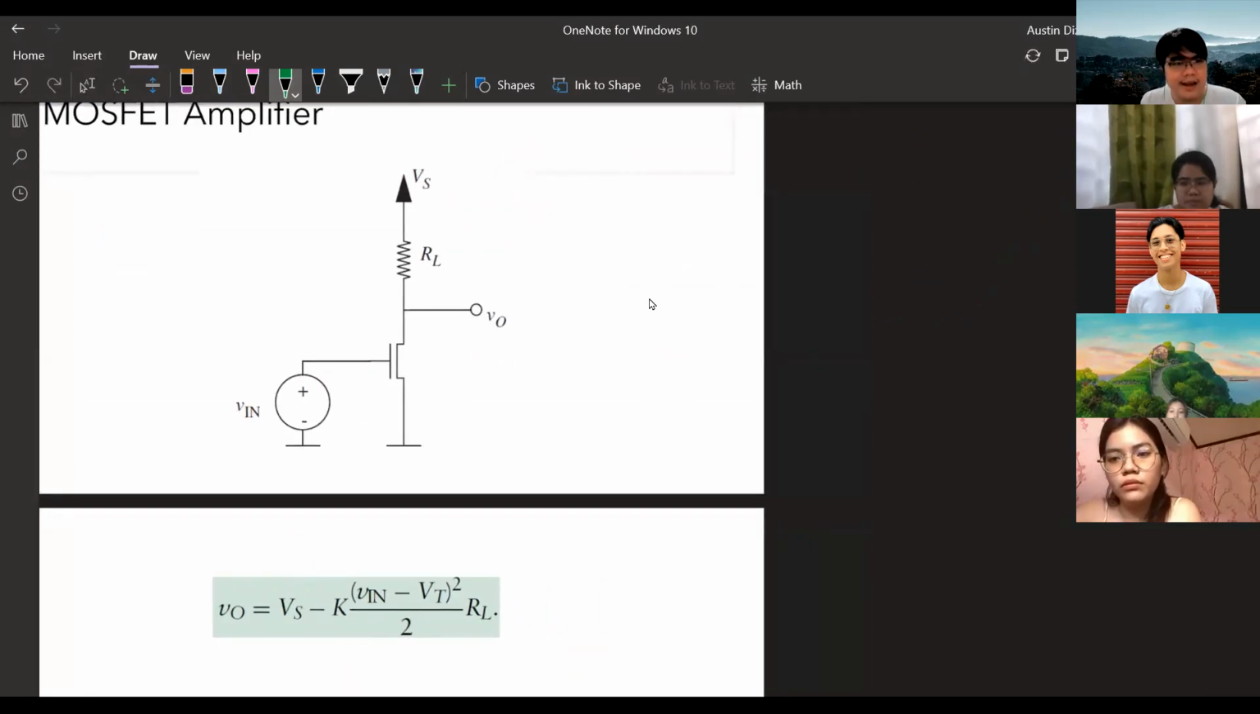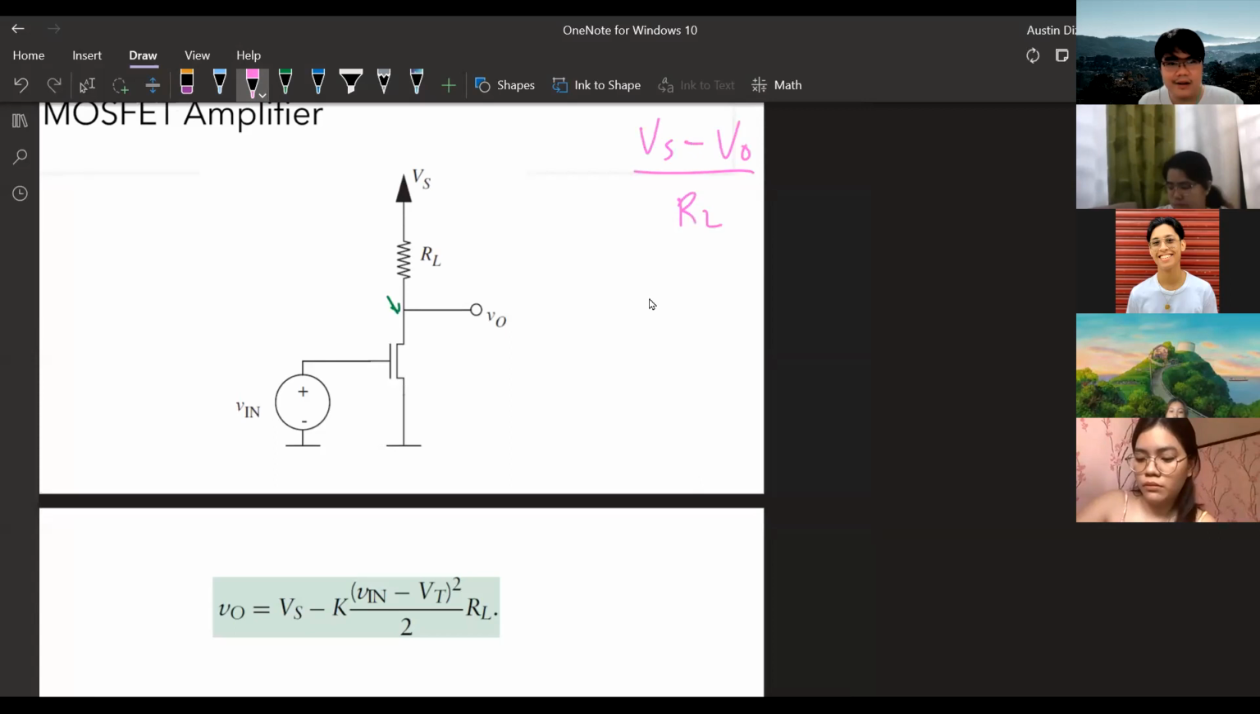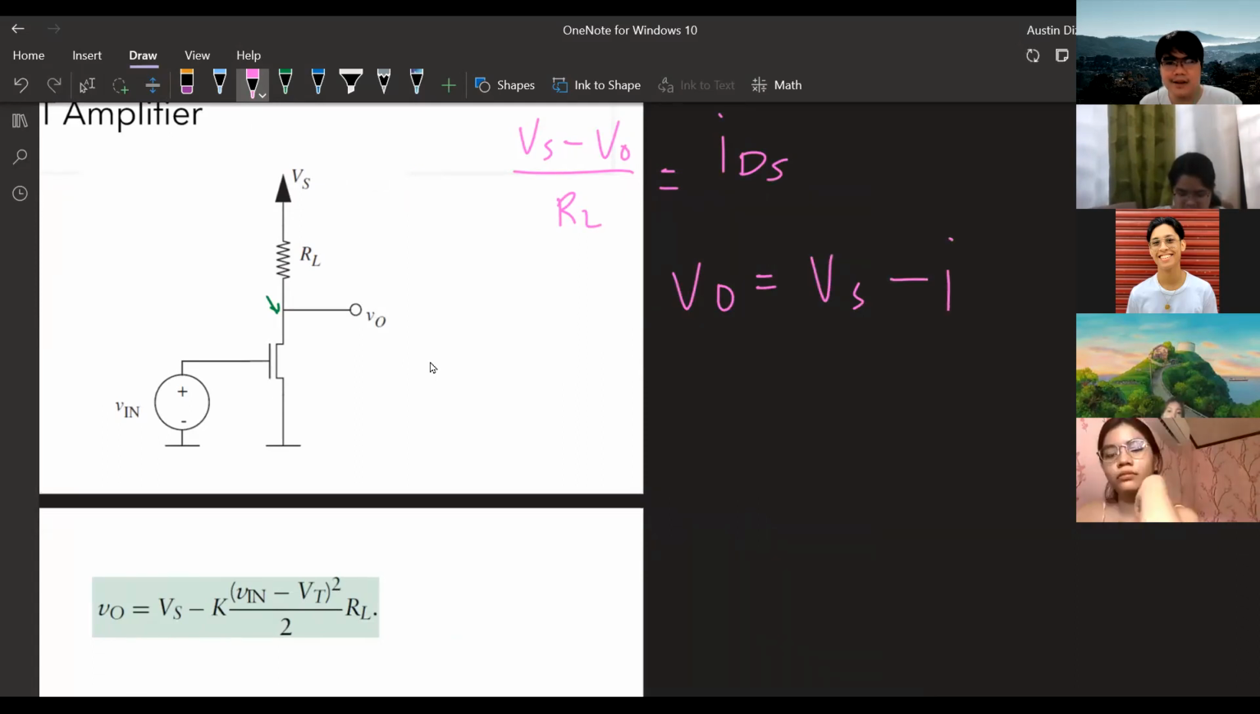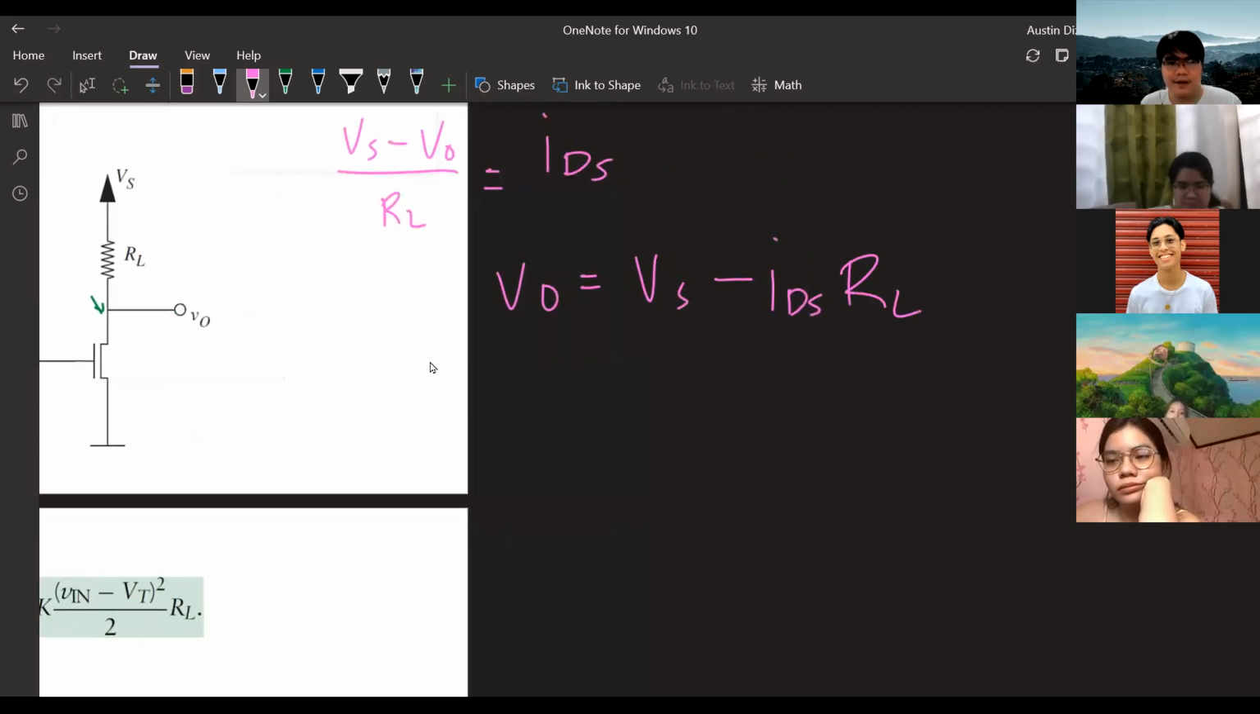Okay, KCL ako dito. By KCL, I know that (VS minus V0) over RL must be equal to, magiging current source to pag nakabukas, di ba? So, may current siya na pinaproduce or coming out, yung IDS. Okay? So, V0 must be equal to VS minus IDS times RL. Okay?